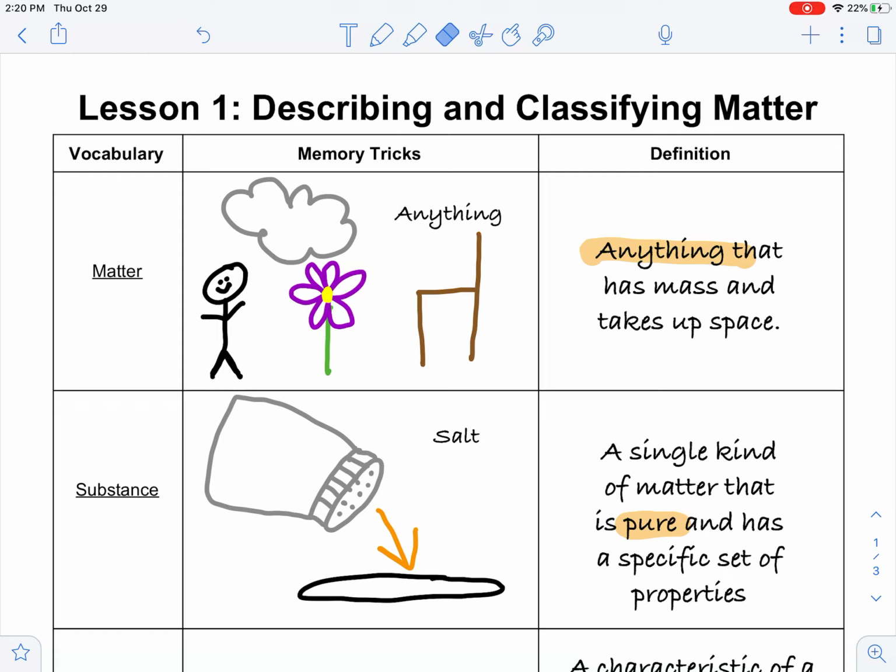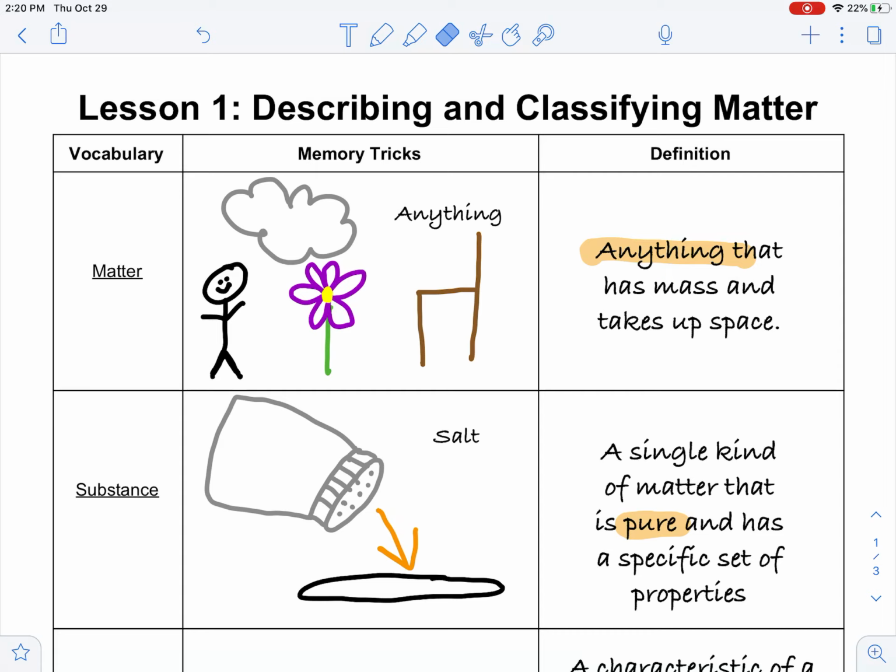Let's get started with matter. Matter is anything that has mass and takes up space. So you could literally have put anything in here. If you love football, draw a picture of a football. If you love music, draw music notes, draw a piano, draw a microphone. Make this something that is going to resonate with you so that you will remember, oh yeah, the air I breathe is matter. The soccer ball that I kicked at practice last night was matter. Make it something that you love.